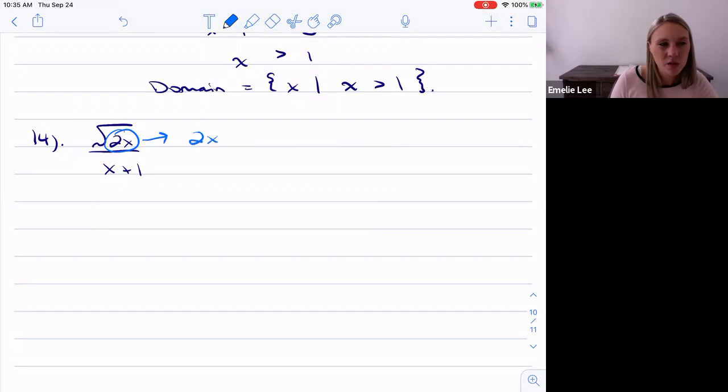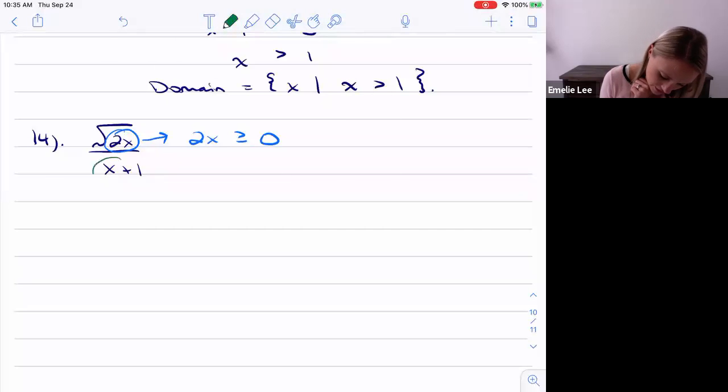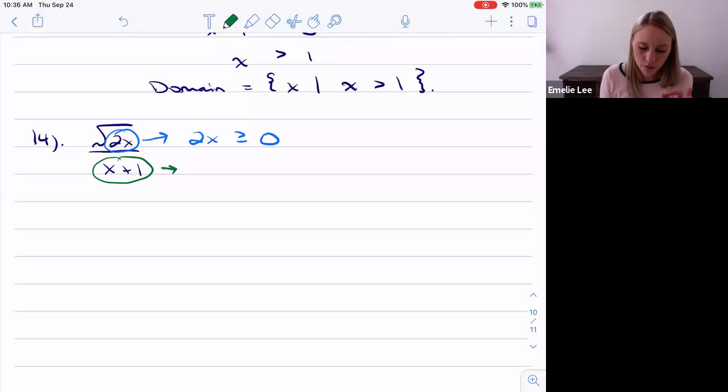I'm going to say 2x has to be greater than or equal to 0, right? I have to take a square root of a positive number, or 0, so it can't be negative. Down here in the denominator, I can't divide by 0, right? So what that means is that x plus 1 cannot equal 0.